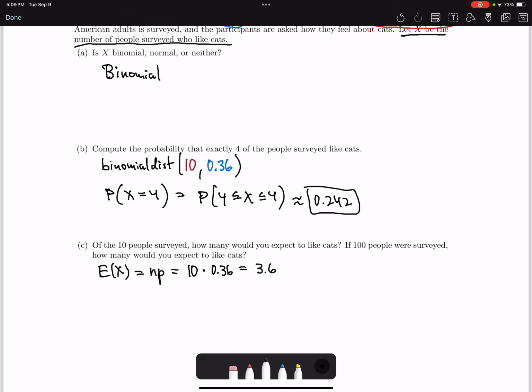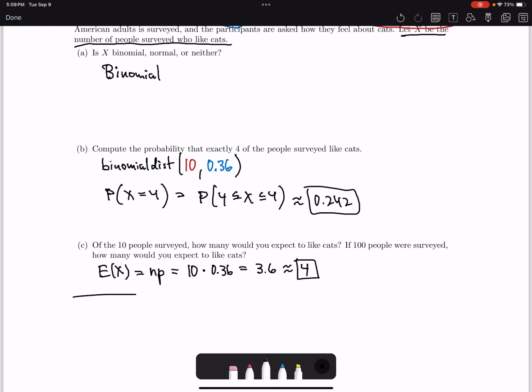Now here we have to be a little bit careful because if somebody asked you, how many people in your survey do you expect to like cats? You would not say 3.6, because it doesn't make sense for 0.6 people to have an opinion one way or the other. You would round this to the nearest value that makes sense. So we would say 4. We would expect about 4 people to like cats.